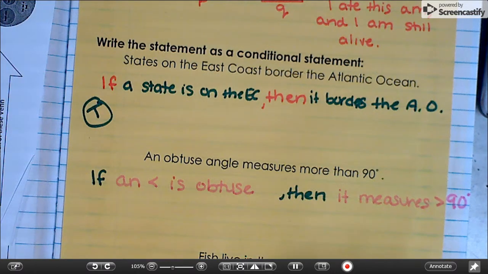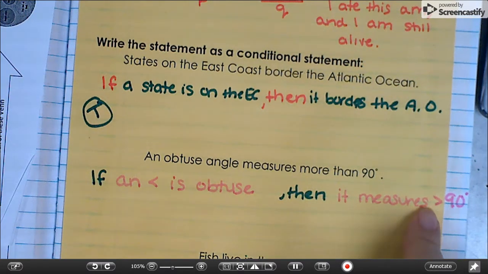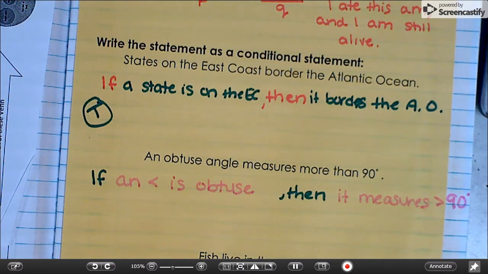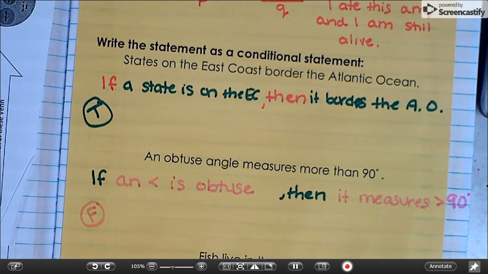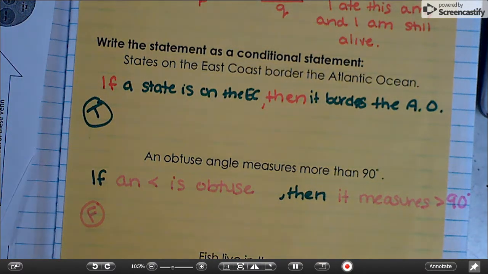An obtuse angle is between 90 and 180. So if you have an angle that's 180 degrees, that's more than 90, but it's not an obtuse angle, so this would be false. And that would be the counterexample, that there's a straight angle that's 180 degrees.